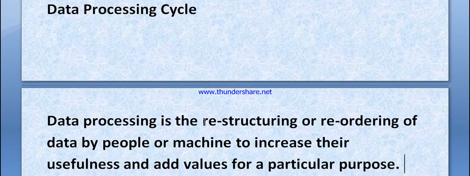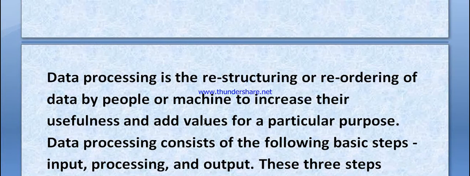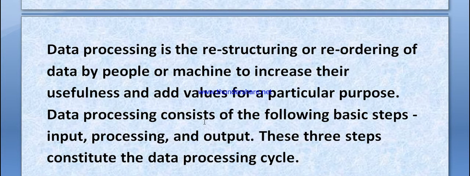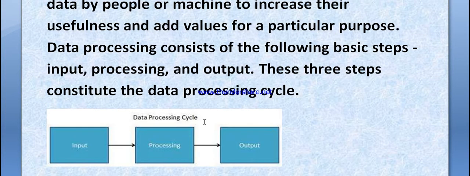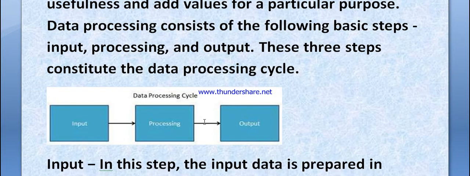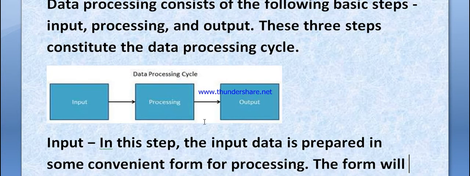So this is the data processing cycle. You can see the data processing cycle diagram. Now data processing is the restructuring and or reordering of data by people or machine to increase their usefulness and add values for a particular purpose. Data processing consists of the following basic steps: input, processing and output. These three steps constitute the data processing cycle.